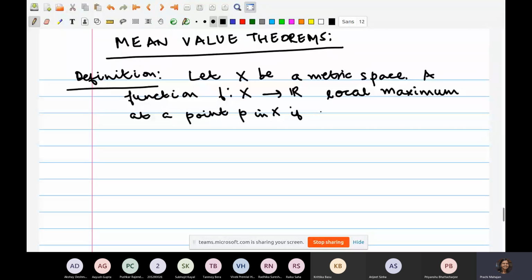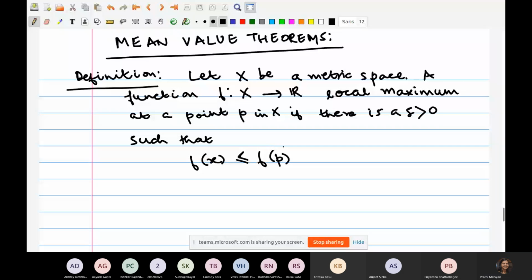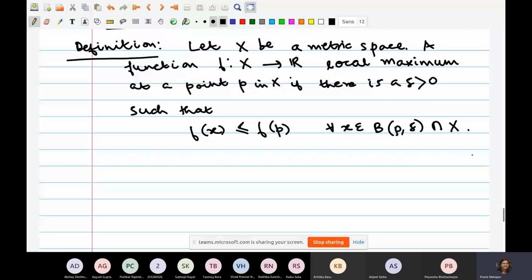If there is a delta such that the following inequality is satisfied: f of X cannot be bigger than f of P, and this is true for all X in this delta neighborhood of the point P and all points in X. So f takes the maximum value at the point P locally, loosely speaking. Is that okay?